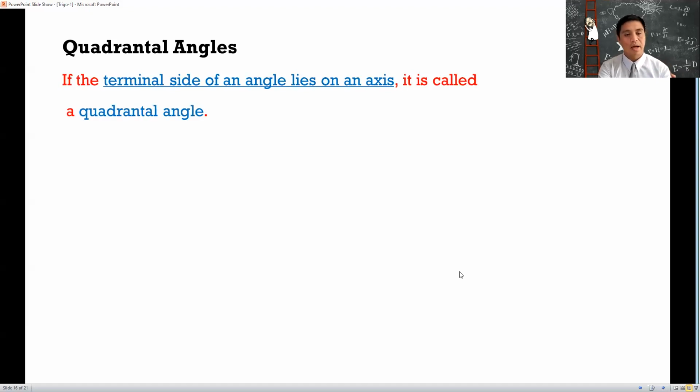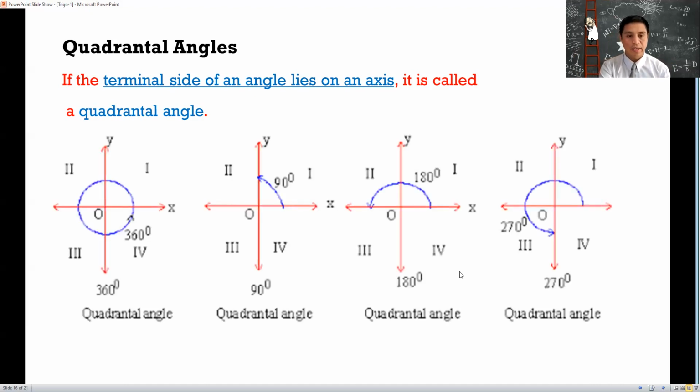So if the terminal side or the end side of the angle is on the line x-axis or y-axis, then that angle is quadrantal. So what are those quadrantal angles? 360 degrees, because the terminal side is on this line, the positive x-axis. 90 degrees is also quadrantal because the terminal side of the angle is on the positive y-axis. 180 degrees ends at this line, or the negative x-axis. That is also an axis, so it's also a quadrantal angle.